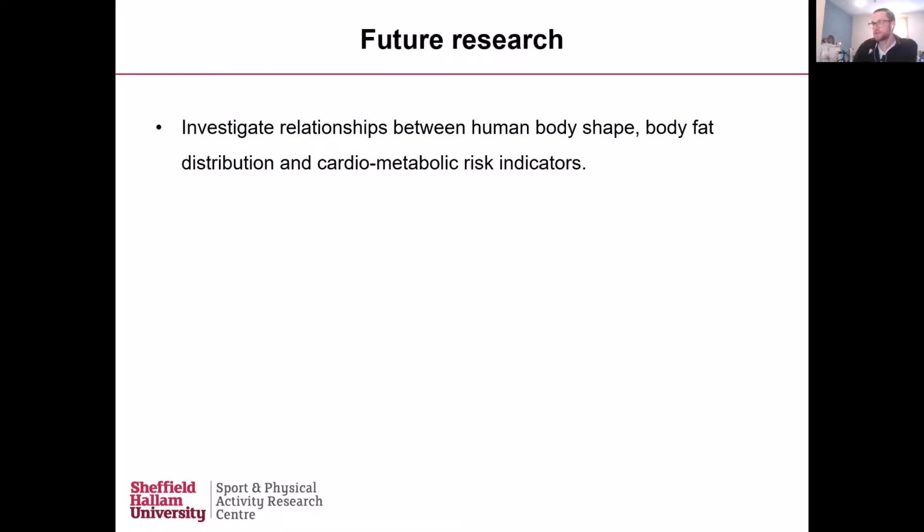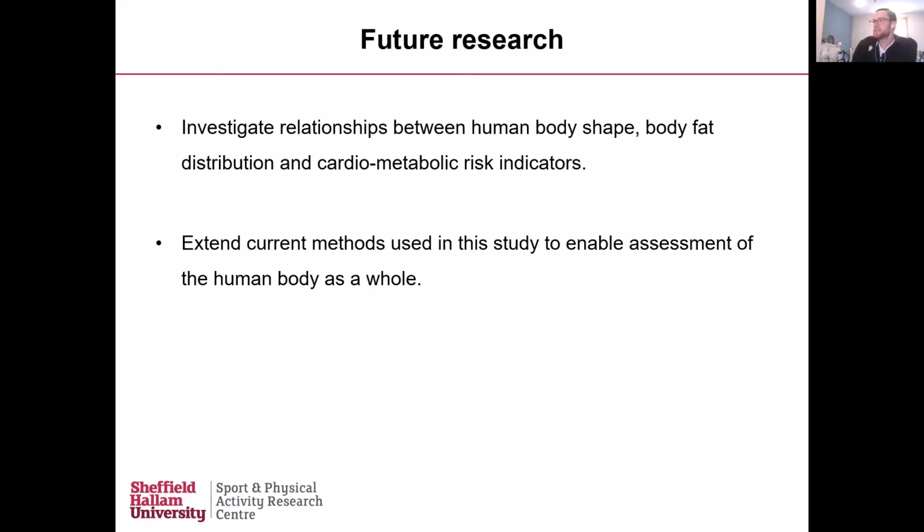So as I said, we want to investigate relationships between these body shape measures that we are able to extract and cardiometabolic risk factors, fat distributions. We want to extend our current methods to enable assessment of the whole body, so not just the torso segment.